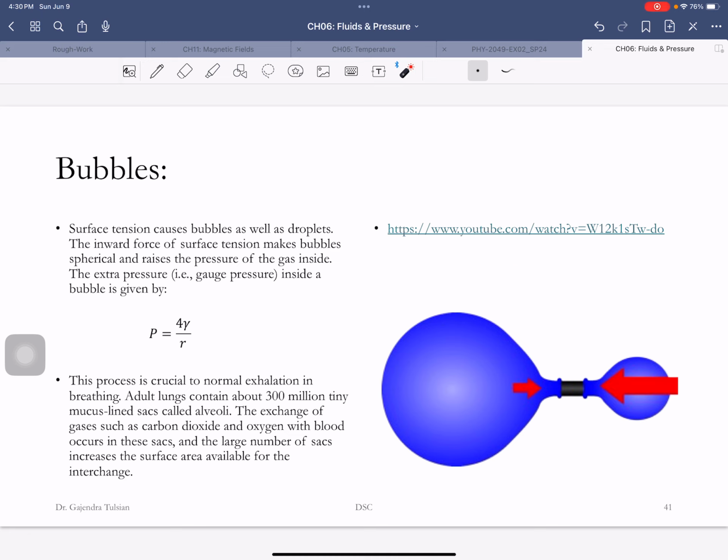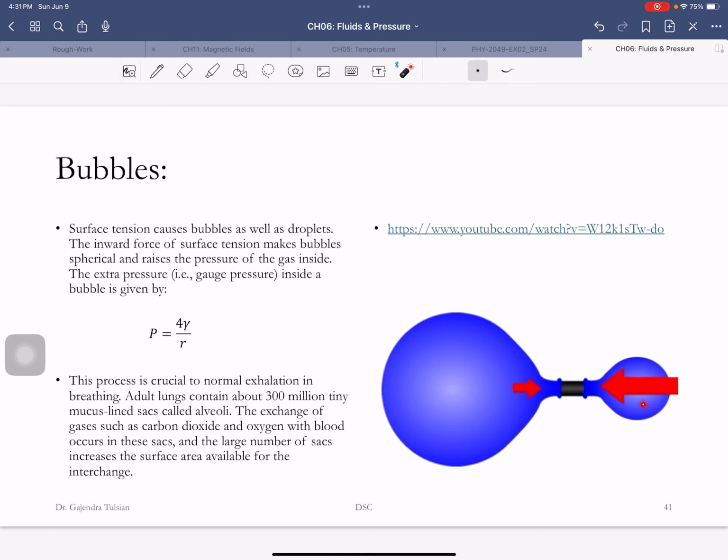Okay, so in this diagram, if you have a balloon, because the balloon is a stretchy surface, it increases the pressure inside the balloon. Surface tension causes this in balloons as well as droplets. The inward force of the surface tension makes the bubbles spherical and raises the pressure of the gas inside. The extra pressure is given by this formula.